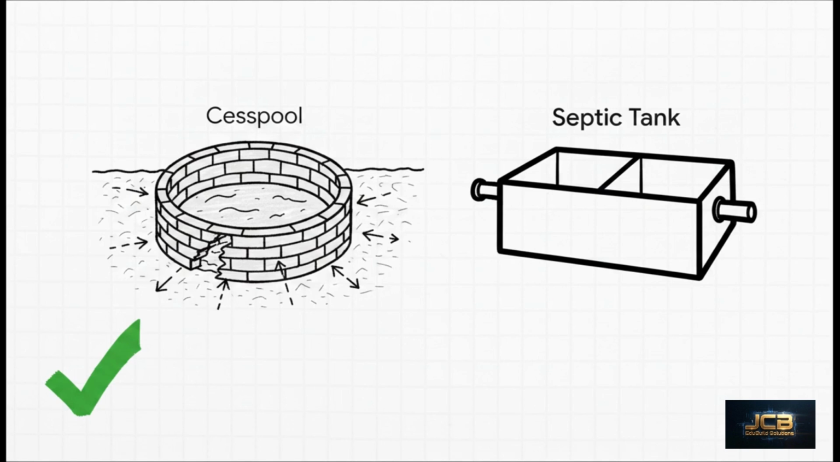The key word to zero in on is non-watertight. A septic tank, by contrast, is a sealed, watertight box where waste gets treated. A cesspool is basically just a pit that lets raw sewage seep right into the ground. Yeah, that's why you don't see them being built anymore.